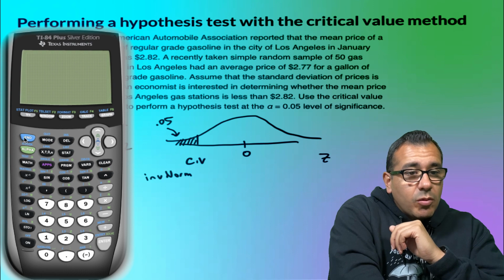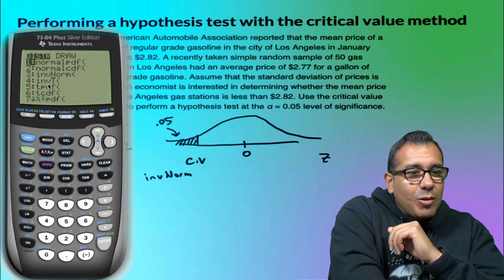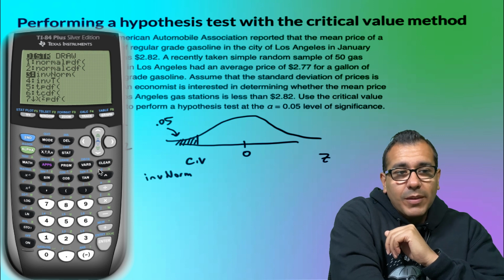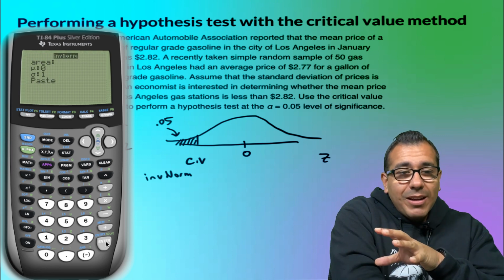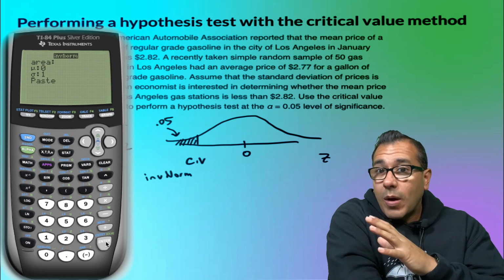All right, so we go to second vars. Let me do that again, turn on my calculator. Second vars, and then I'm using number 4 here. Sorry, number 3, inverse norm we said. Inverse norm, right? Go ahead, hit enter. And my calculator doesn't give me the option of left, center, or right.